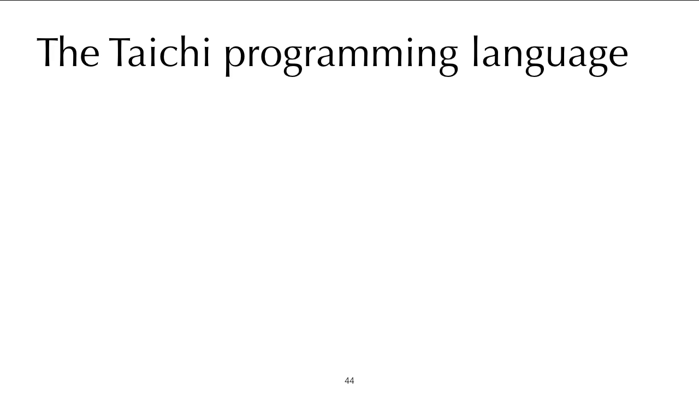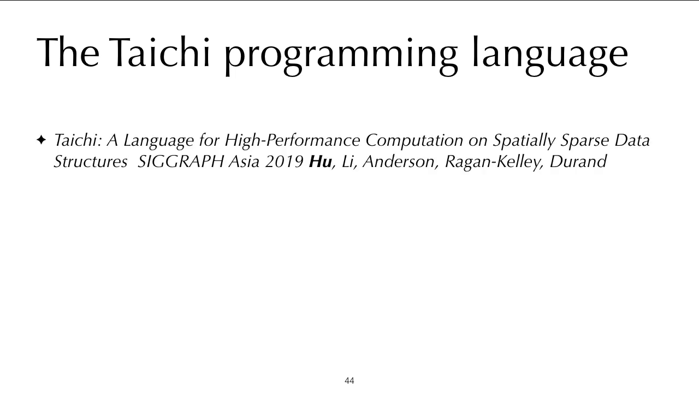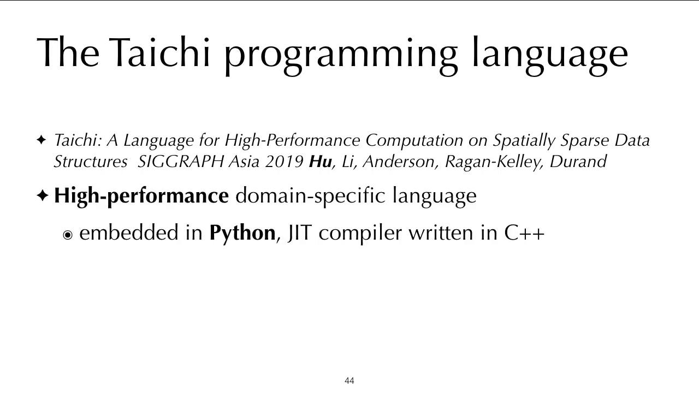So now we know the reason why TensorFlow is not good, because it's not even designed for physical simulators. So the solution is clearly we need to design a new system for physical simulation. That's why we developed the Taichi programming language. We published the result at SIGGRAPH Asia 2019. And essentially, Taichi is a high-performance domain-specific language embedded in Python. And we have a JIT compiler written in C++.